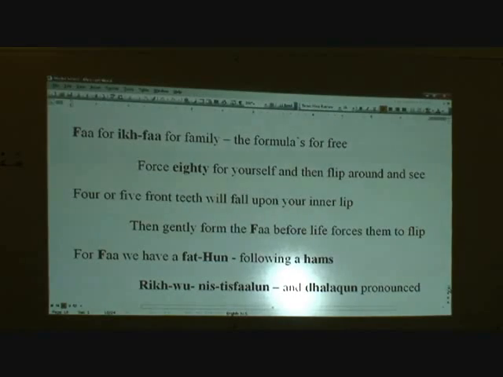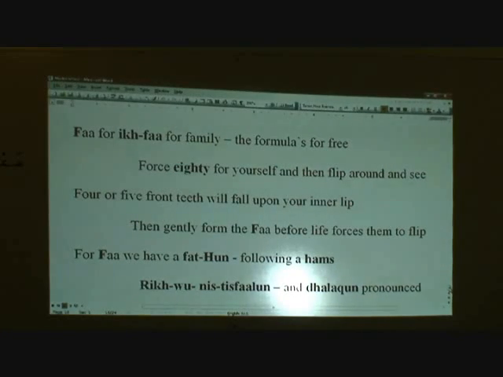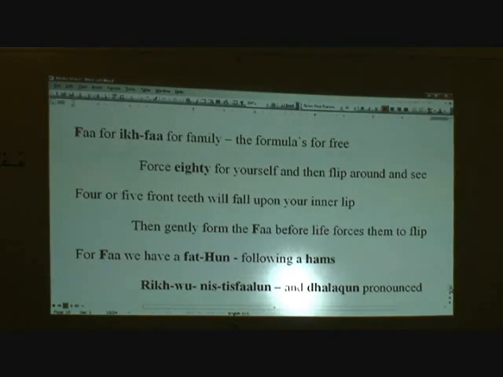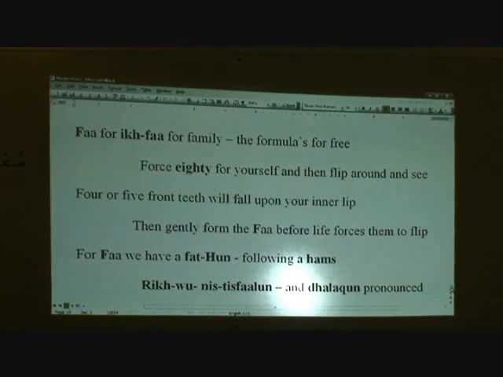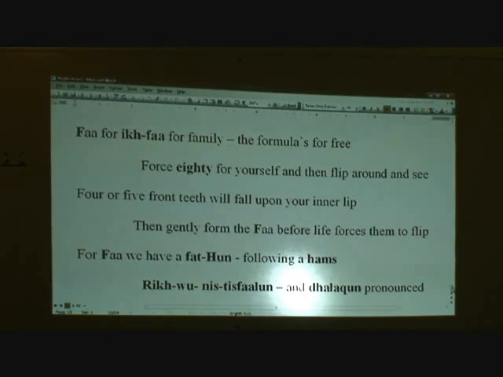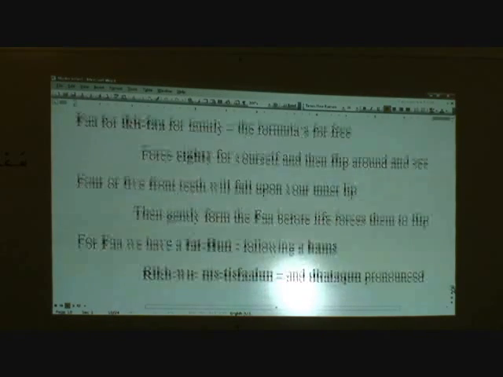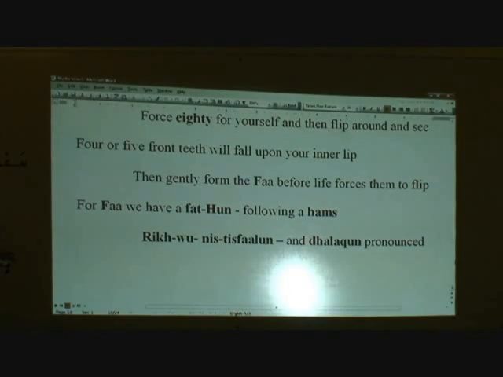Fa for ikhfa, for family, the formulas for free. Force 80 for yourself and then turn and flip around and see. 4 or 5 front teeth will fall upon your inner lip, then gently form the fa before life forces them to flip. For fa we have a fathah following a hams, rikhmun, istifalun, and dalakun, pronounced. That's it. That's all it is right there.